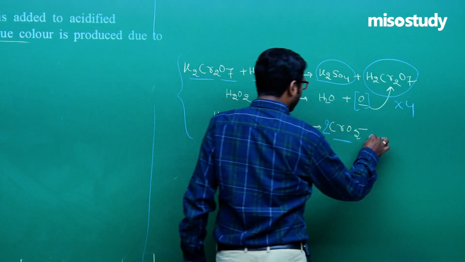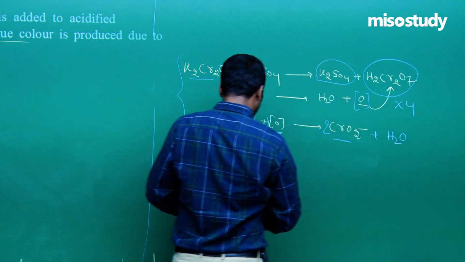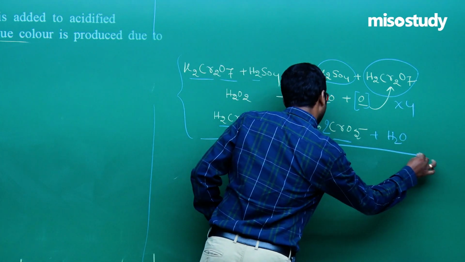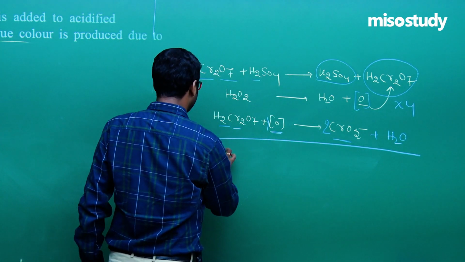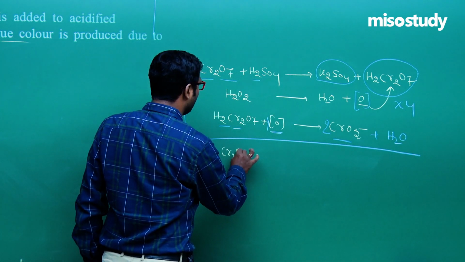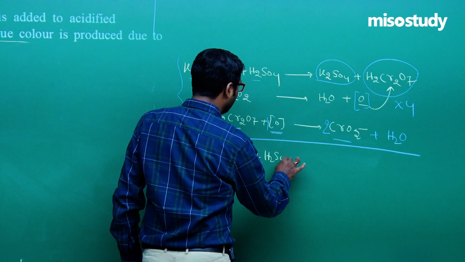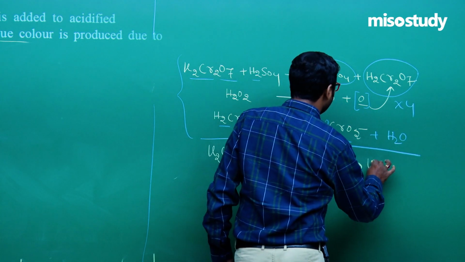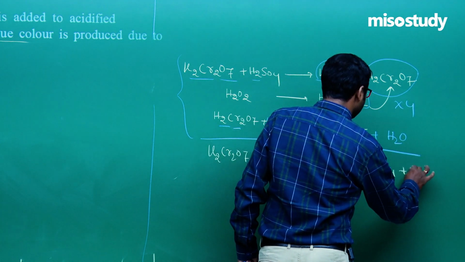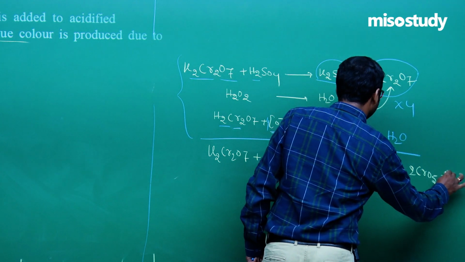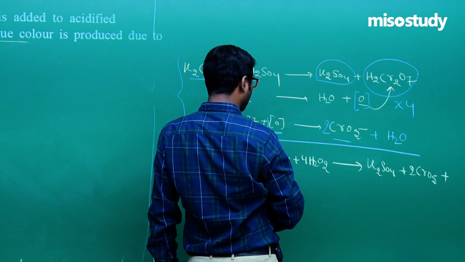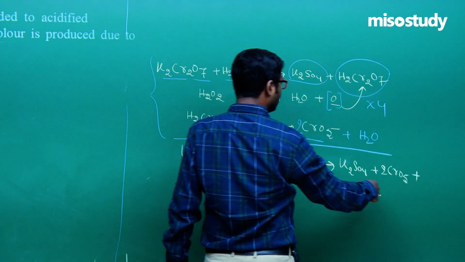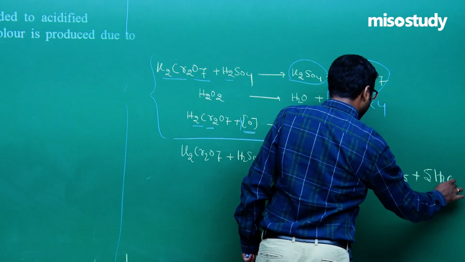Now balance the reaction, multiply by 4 here, then what will happen? 4, this one, and this one is H2O. Now check it out, the number of oxygen is 11, 5 to 10, hydrogen is 2. After adding, what is the output here? K2Cr2O7 plus H2SO4 plus 4H2O2. Clear? Gives you K2SO4 plus 2CrO5 plus 4H2O plus O, and O cancels, 4H2O plus H2O, that is 5H2O.